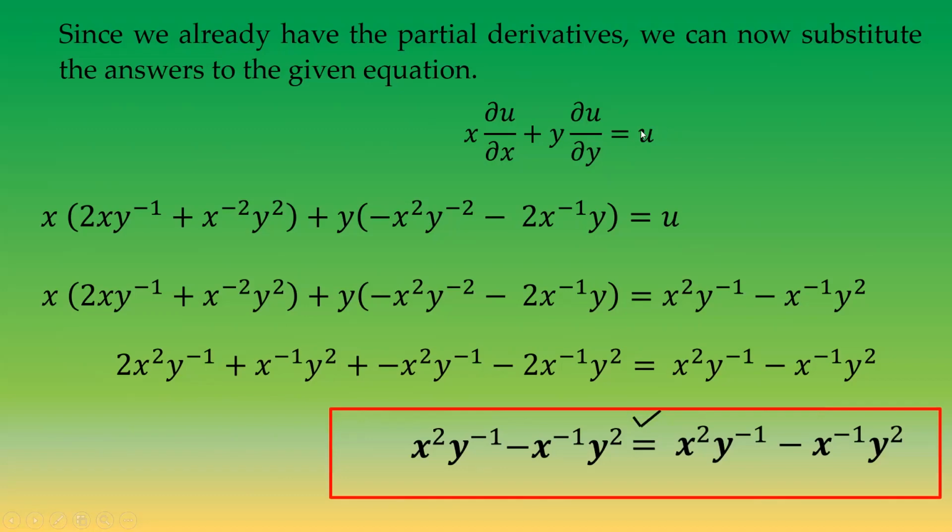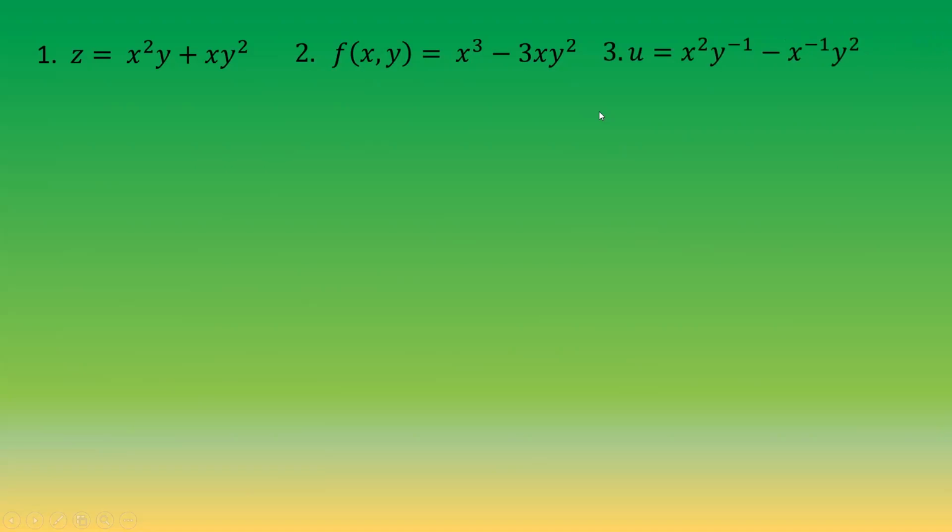So, ito ay proving na may application tayo ng partial derivatives. From example number 1, yun ay z equals x squared y plus xy squared. Our example number 2, the given function is f of xy is equal to x cubed minus 3xy squared. Our example number 3, sa proving natin, given yung u doon as x squared y raised to negative 1 minus x raised to negative 1 y squared.